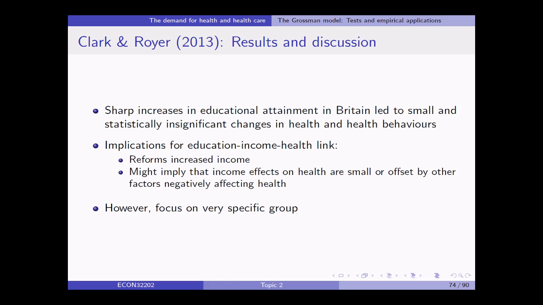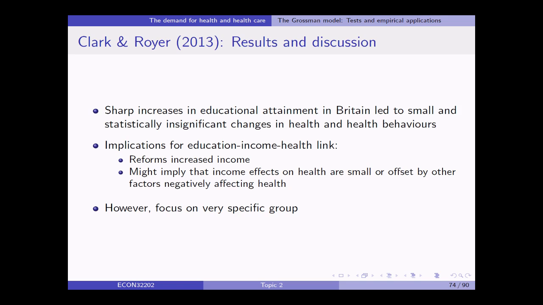Clark and Royer then tried to work out why that might be, given there's a whole range of evidence that said education was good for health before. And one of the arguments they came up with is that these reforms really increased income, and people use that income to do health decreasing activities. So smoking rates massively changed. People argue that people who had higher incomes were more likely to smoke, for example. So that offset in income might lead to no effect on health.